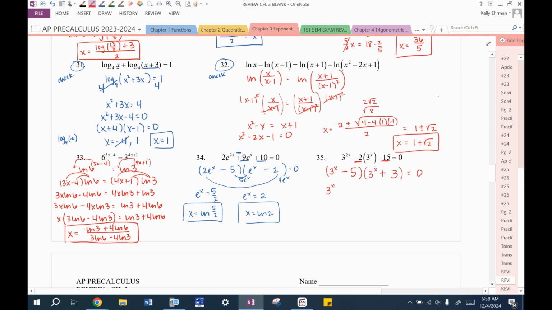So this just means 3 to the x could equal 5, or 3 to the x could equal negative 3. So negative 3, negative anything is out. No solution from that. This one, I would log base 3 both sides so that you cancel out your base 3 here. So log base 3 of 5 is the only solution. You can also use natural logs. If you have an answer of natural log of 5 divided by natural log of 3, that's perfectly fine too.